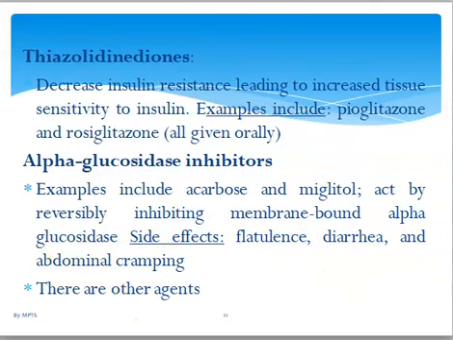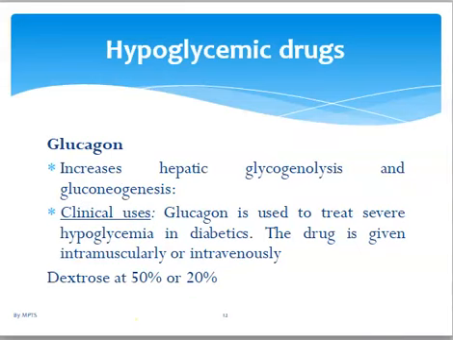There are also other agents which are used. We also have drugs used in hypoglycemia. Of course, the common one is glucagon. It increases hepatic gluconeogenesis. This is, of course, the opposite of what? Of insulin. It can be used to treat severe hypoglycemia in diabetics. It is given IM or IV. Now, of course, we have other ones which are used, the large volume drugs. We have dextrose 50% or 20%, depending on the prescription.